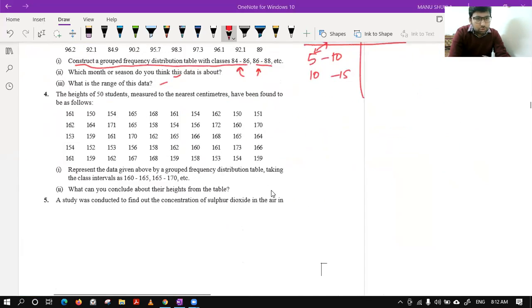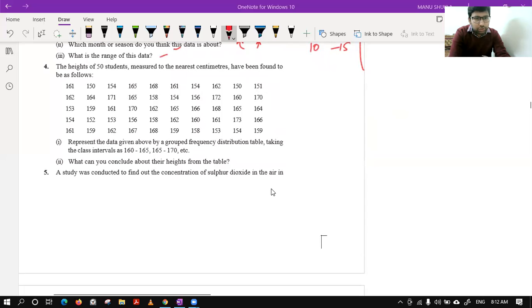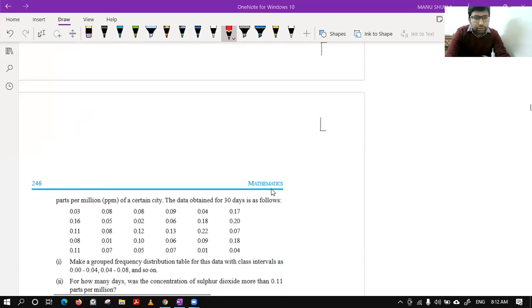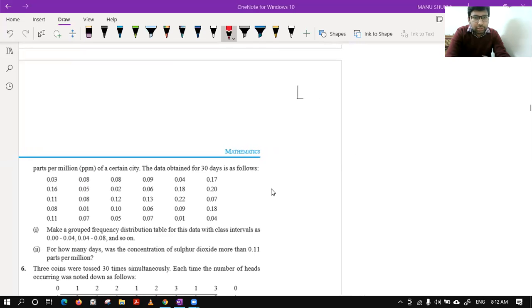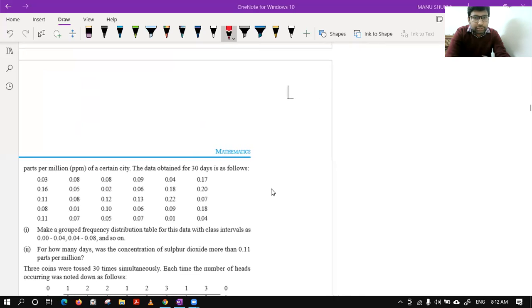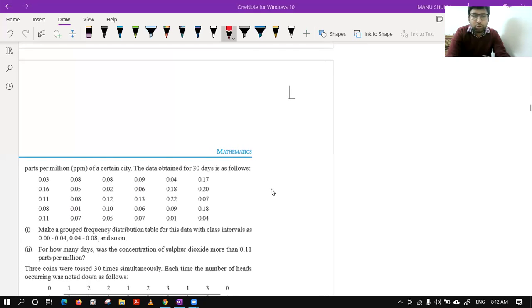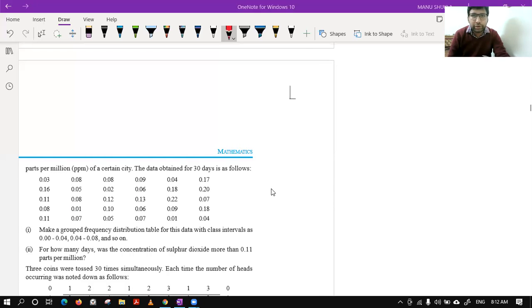Question number 4 is not that tough. Question number 5. A study was conducted to find out the concentration of sulfur dioxide in the air in parts per million of a certain city. The data obtained for 30 days is as follows. So we will try to make the table for this question, question number 5, and you all will help me in which class interval we will have the dash. So please help me with that.